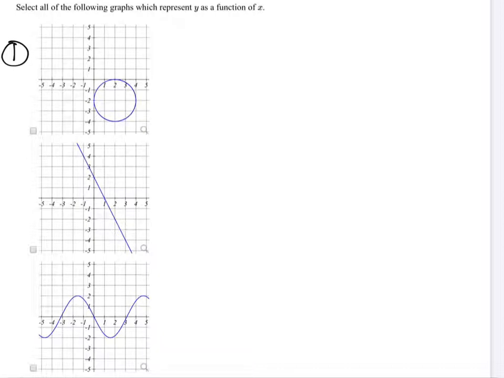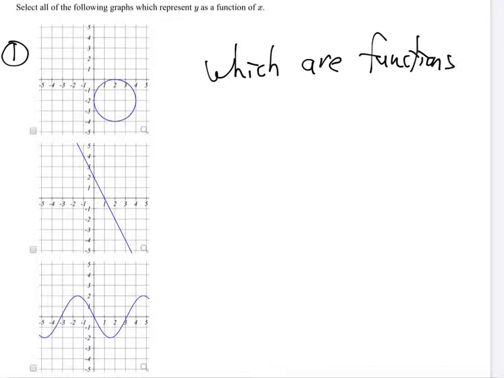Basically, they're saying select all of the following graphs which represent y as a function of x. So they're saying which are functions, basically. Which one of those are functions? Anybody ever heard of looking at a graph and saying if it's a function or not? You seen that kind of thing? Yeah. What do you do?